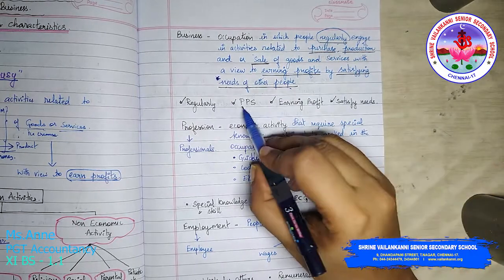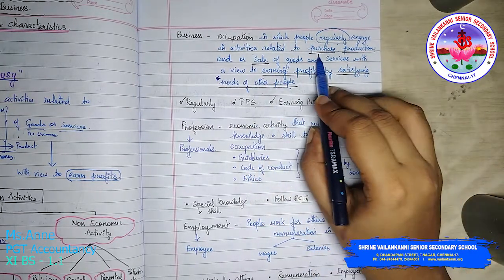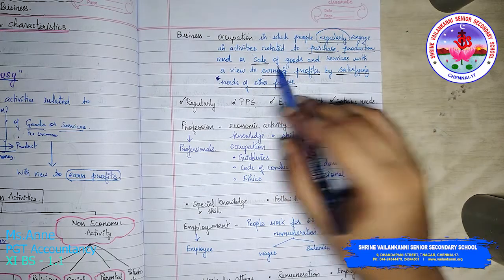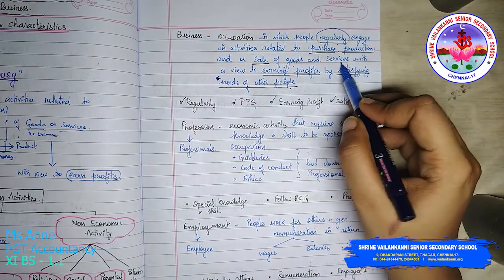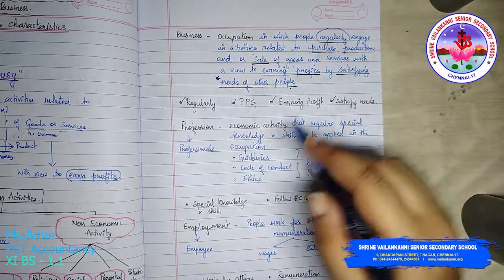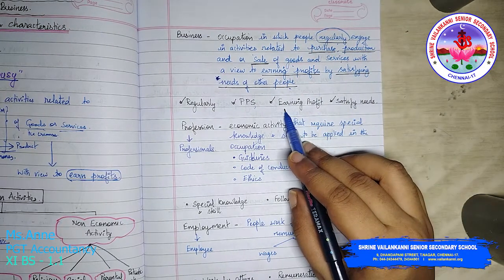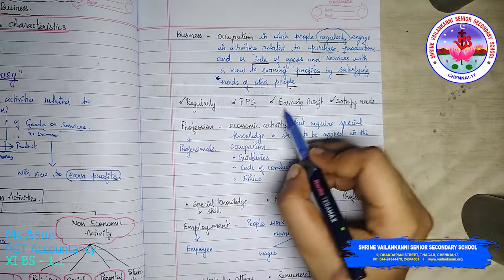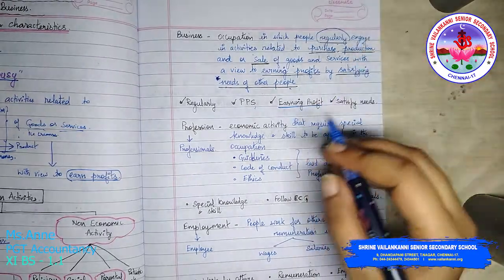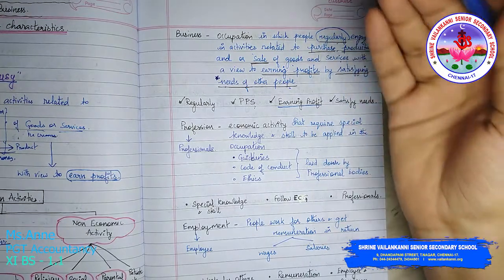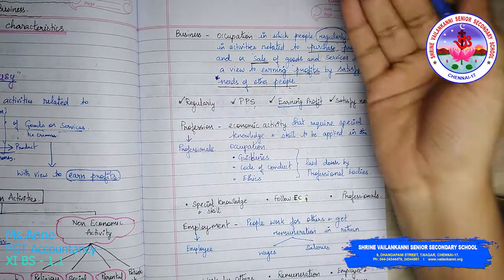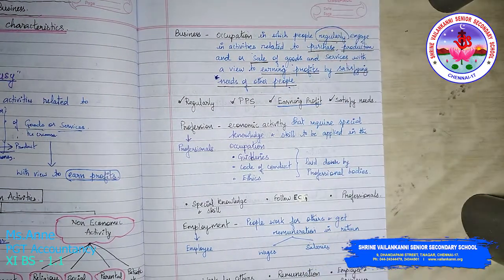Then PPS, what is that? It should be either purchase, production or sale. Purchase, production or sale of what? Goods and services, or both. And it is for what? It is for earning profits, not any other cause. You're not doing social service. You're doing something in expectation of return. Return is called a profit.